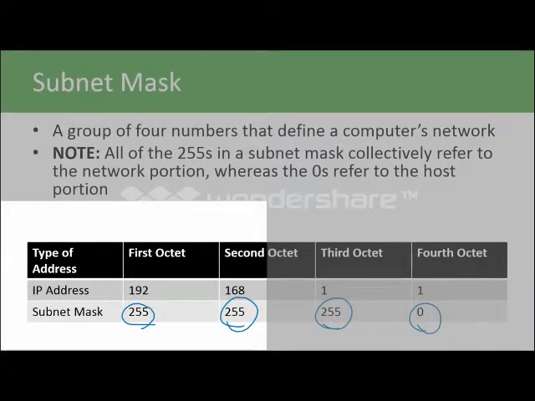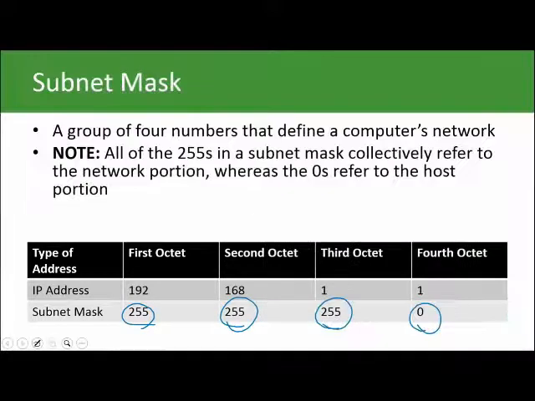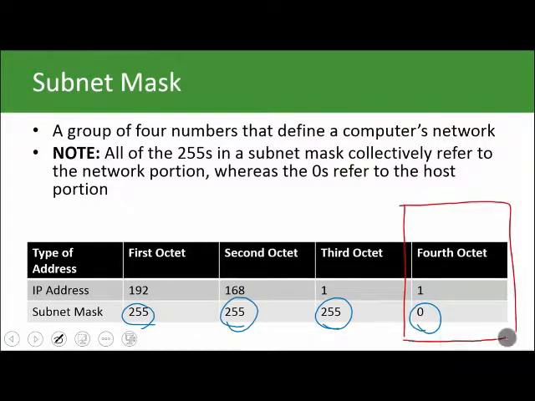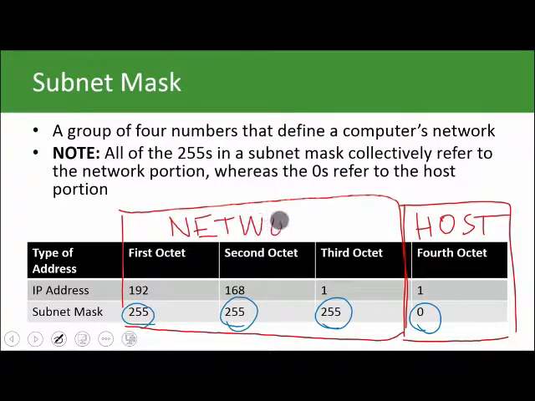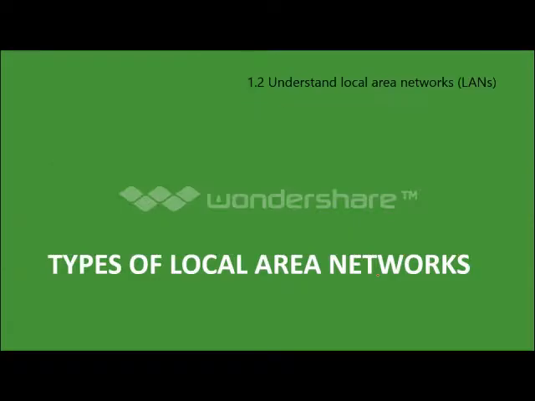So if I change my pen color here, this 4th octet is the host portion, right? So that's like our street address. In contrast, over here, everything that is represented by a 255 is going to be our network portion. This is really important for us to keep in mind as we're learning this. We'll revisit it throughout this course.